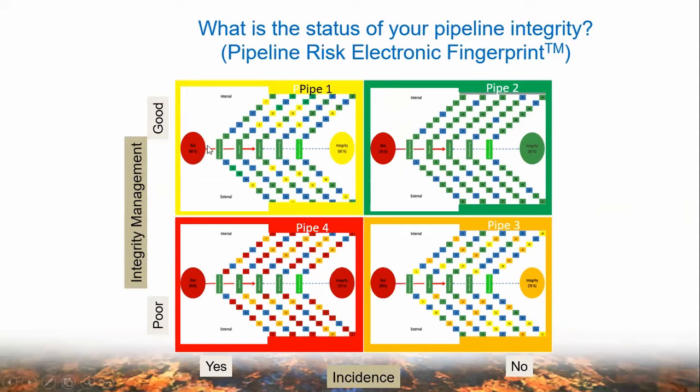If the integrity management program is good, but still incidences occur as illustrated in pipe 1, then review with field personnel on the implementation process. There are some issues with implementation process. Finally, if the integrity management program is good and implemented properly, we can safely, economically, and efficiently operate our pipelines for a long period of time, as illustrated in figure 2, in pipe 2.